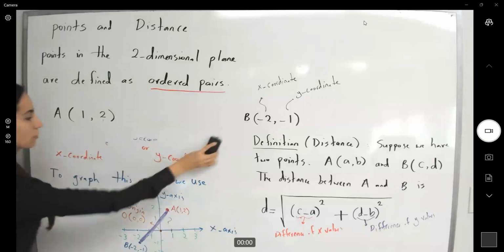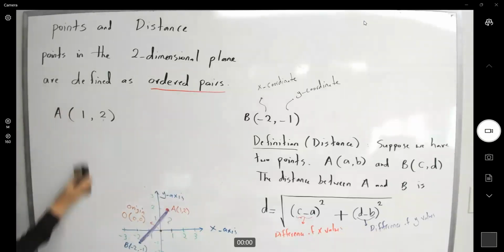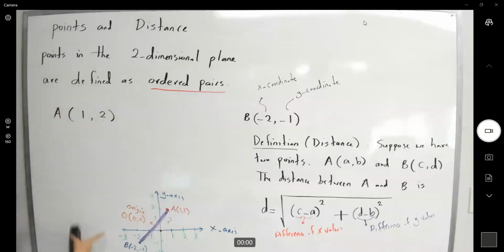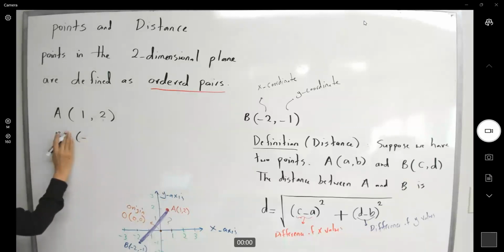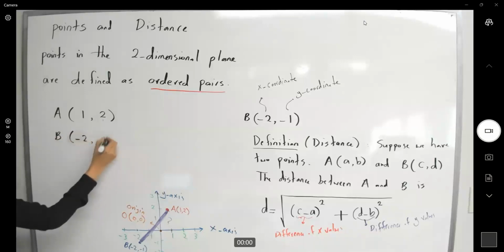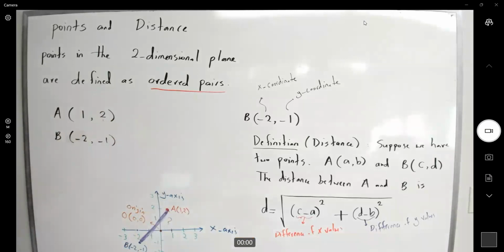Okay, I'm going to erase these and write down the distance between them. This is the number that I'm trying to find. What is this measurement? What is this value? So B is -2 and -1, and I'm trying to plug those into the formula.